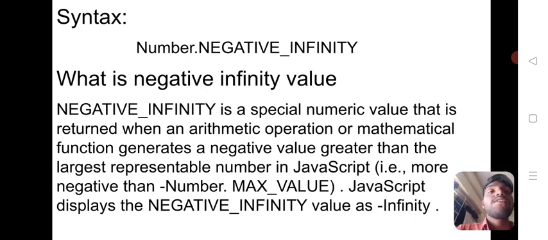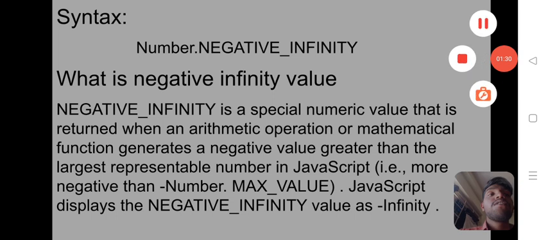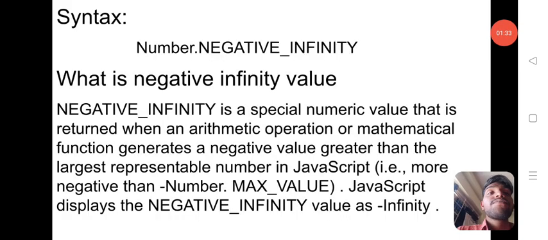What is the negative infinity value? Negative infinity is a special numeric value that is returned when an arithmetic operation or mathematical function generates a negative value greater in magnitude than the largest representable number in JavaScript. If it is more negative than Number.MAX_VALUE, JavaScript displays the negative infinity value as -Infinity.